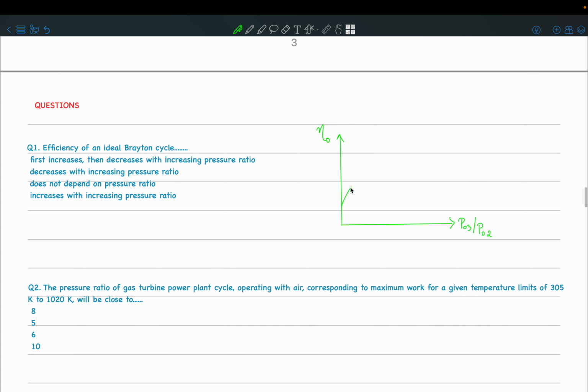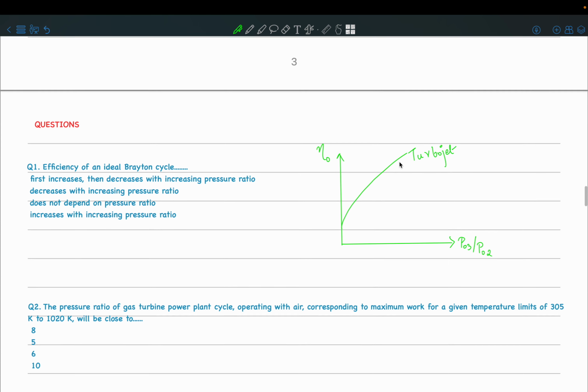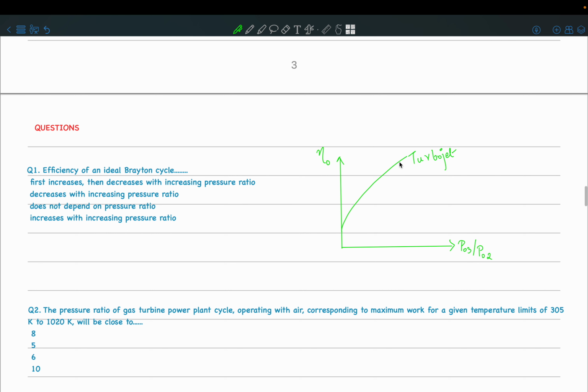So this is the diagram. This is for turbojet. Now if I just ask you for turbofan, where should it be? Should it be below turbojet or above turbojet? Turbofan efficiency is more than or less than turbojet? Right. So that is for turbofan.